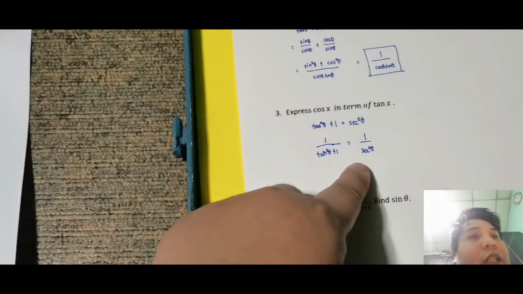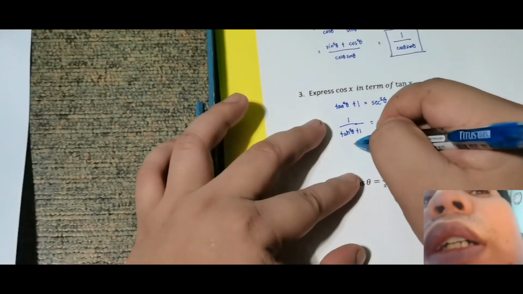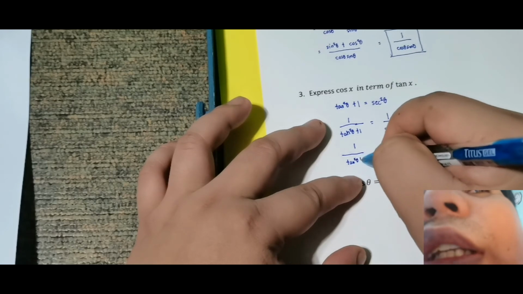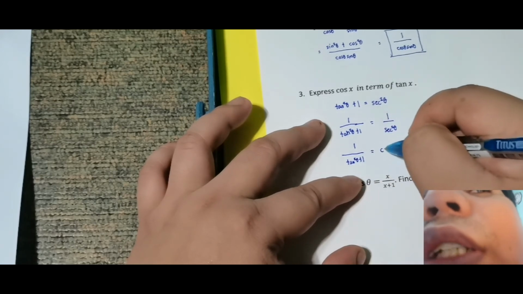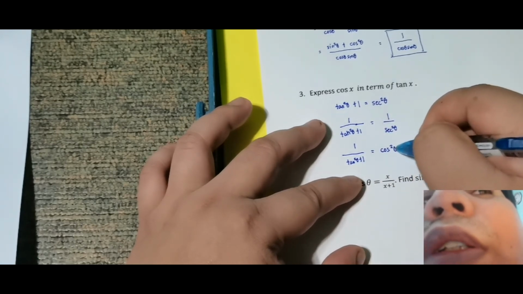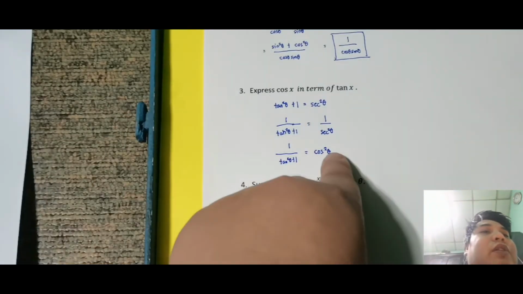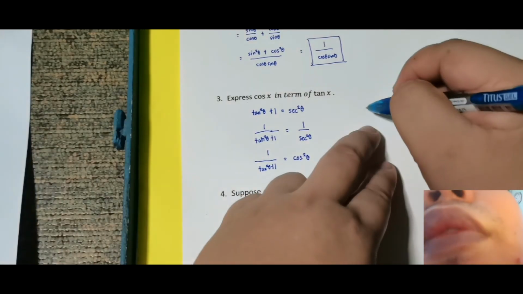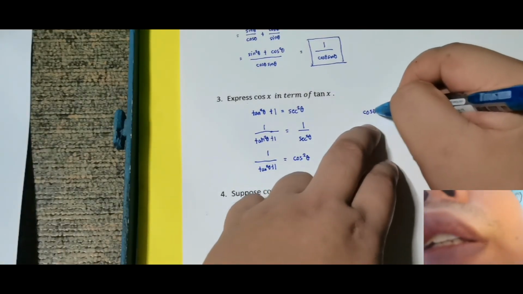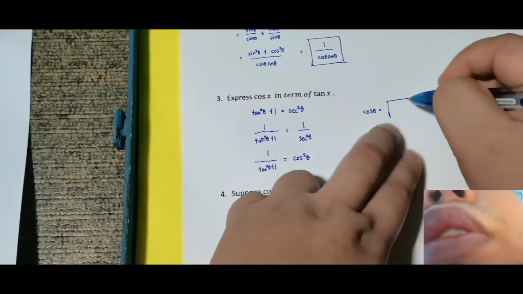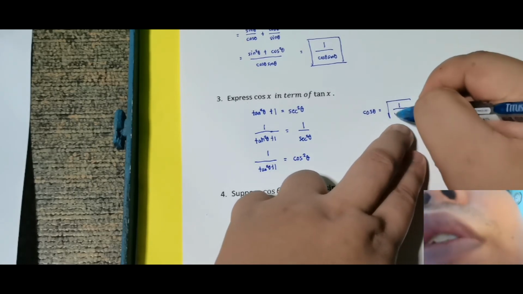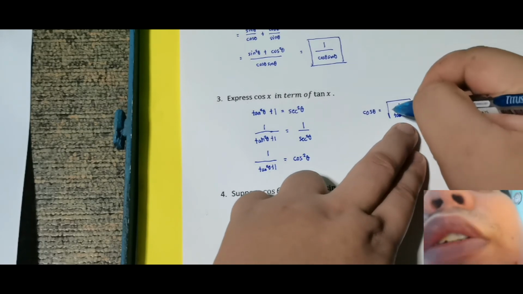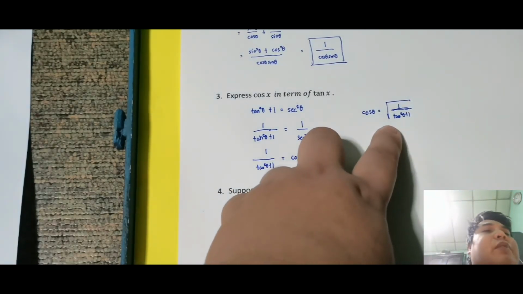So, meaning, yung 1 over secant squared theta, so this is 1 over tangent squared theta plus 1 is equal to cosine squared theta. So, napapansin nyo, may cosine na ako. Sabi nga si cosine daw in terms of tan. So, pag kinuha ko yung square root, this is cosine theta is equal to square root of 1 over tangent squared theta plus 1. So, napansin nyo, si cosine naka-express na in terms of tangent.